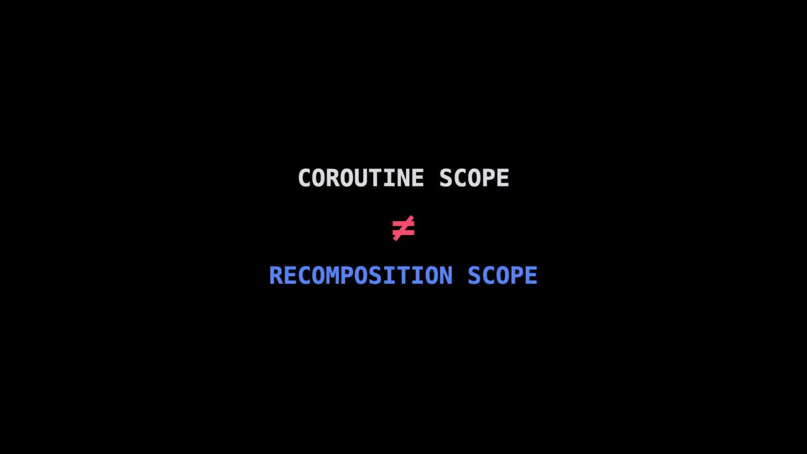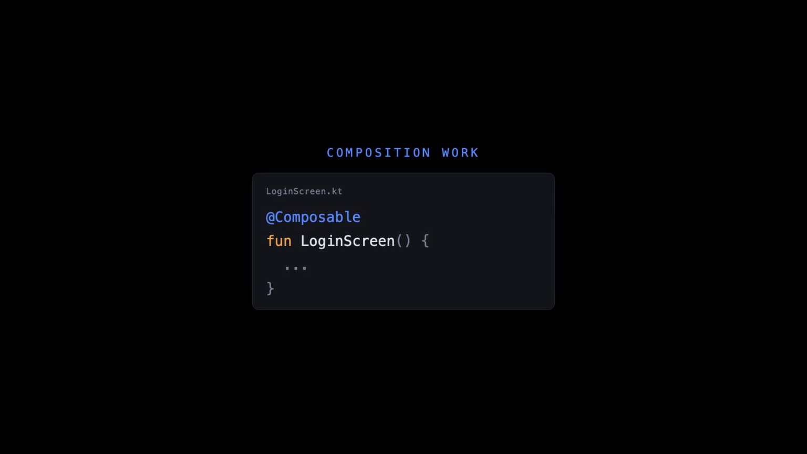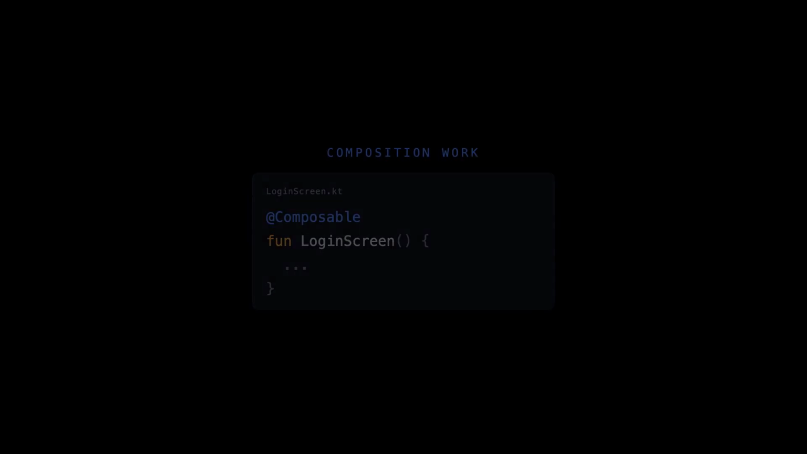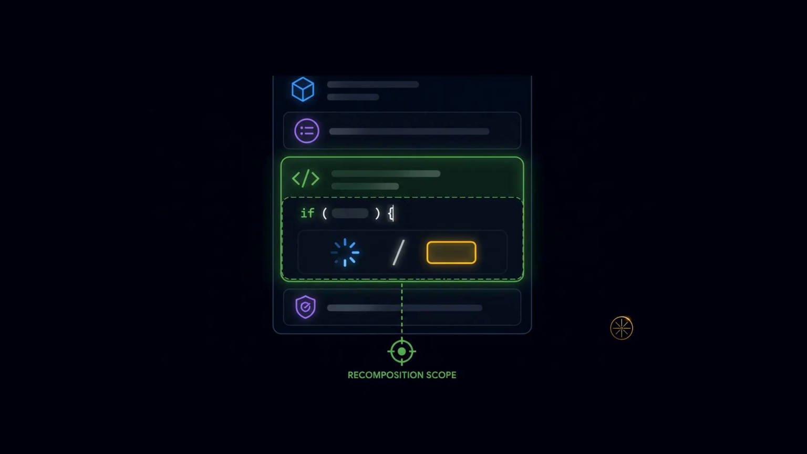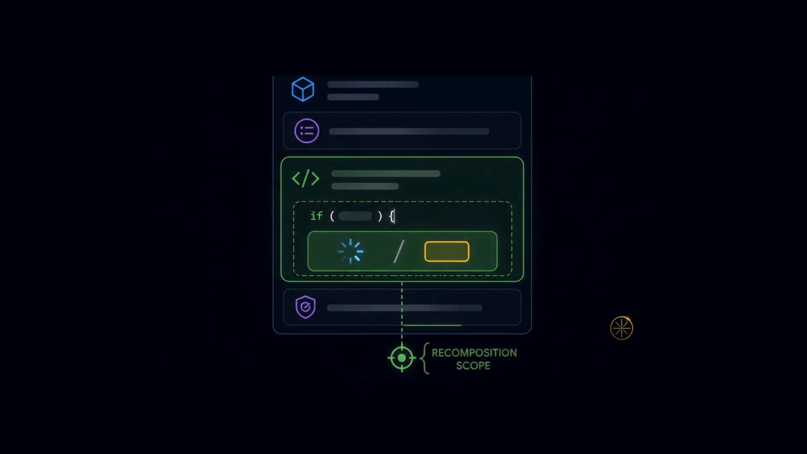Not at all. What is fascinating here is that the word scope is kind of a trap. A recomposition scope is definitely not a lifecycle container holding your UI, and it does not have physical walls. Okay, so if it's not a box, what is it? It is simply a restartable, re-executable unit of composition work. Okay, let's unpack that. Because without those walls, how does Compose actually know what to restart?